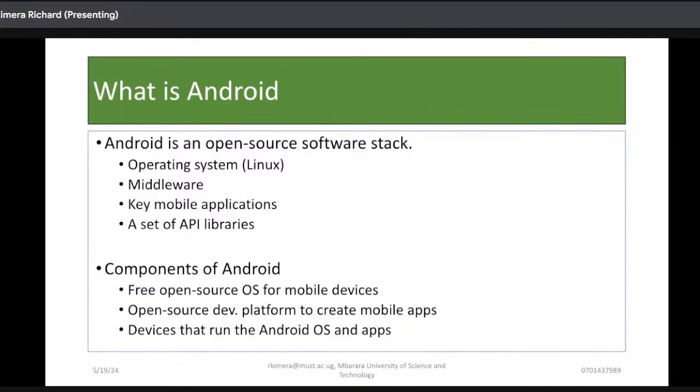The same happens with Android. It still has the operating system, and the core is also Linux. It has the middleware, the key applications that come with the phone, and API libraries to enable you to interface with the different components of the phone. These components also include that free open source OS development platform, where you create apps and devices that run the operating system.